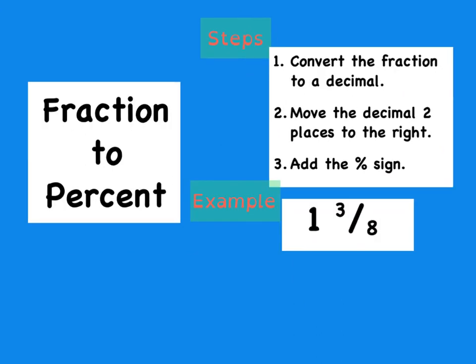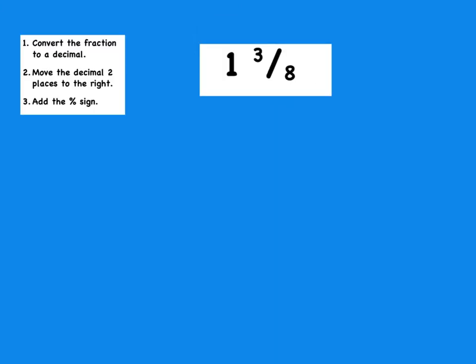Our next to last tab is converting fractions to percents. So let's go to the next slide and we're going to follow the steps. Step number 1, convert the fraction to a decimal. However, notice that this fraction is a mixed number, so we can't do anything with the mixed number. First we need to change it to an improper fraction. So we should get 11 over 8 as the improper fraction form.